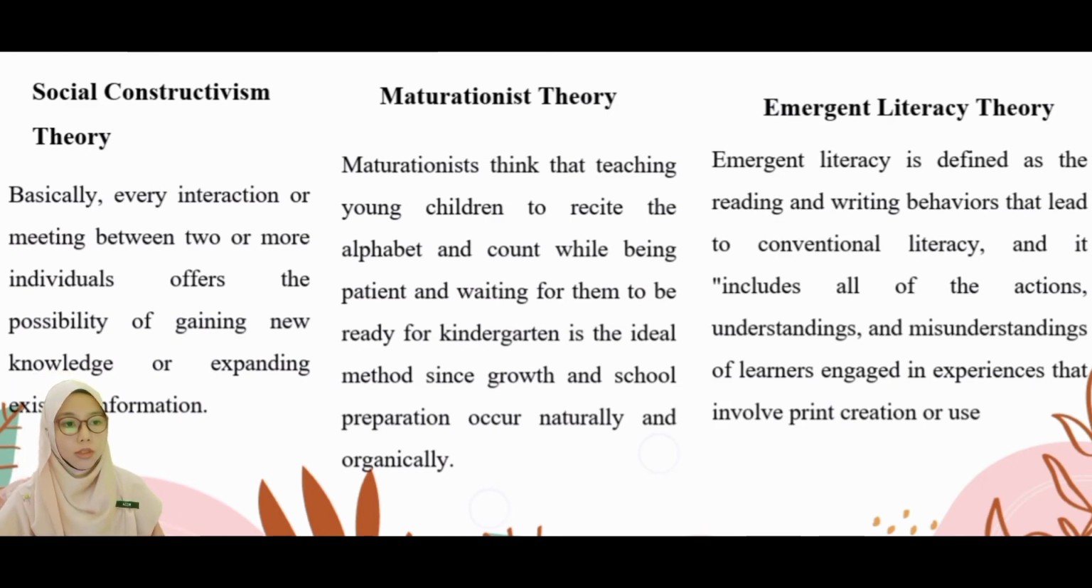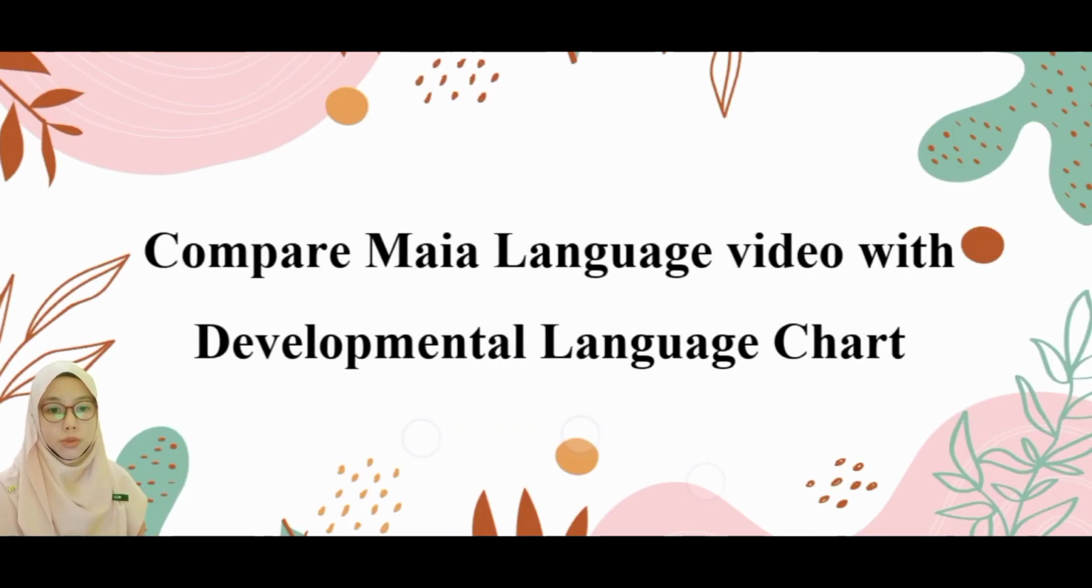Okay, the third one is emergent literacy theory. Emergent literacy theory is defined as the reading and writing behavior that leads to conventional literacy, and it includes all of the actions, understanding and misunderstanding of learning engaged in experiences that involve print. Okay, now I will present the comparison of the MIA language video and the developmental language chart.